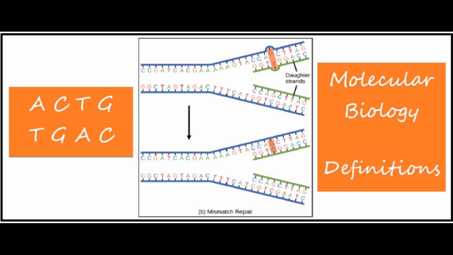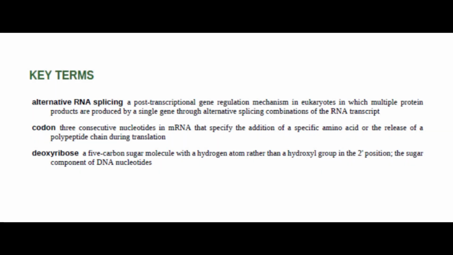Let us review some key terms on molecular biology. Alternative RNA splicing, a post-transcriptional gene regulation mechanism in eukaryotes in which multiple protein products are produced by a single gene through alternative splicing combinations of the RNA transcript. Codon, 3 consecutive nucleotides in messenger RNA that specify the addition of a specific amino acid or the release of a polypeptide chain during translation.